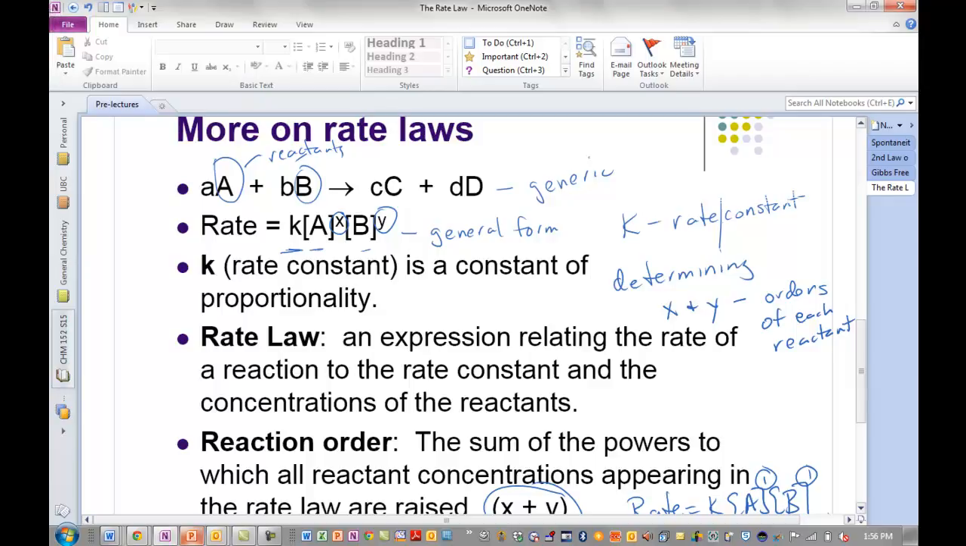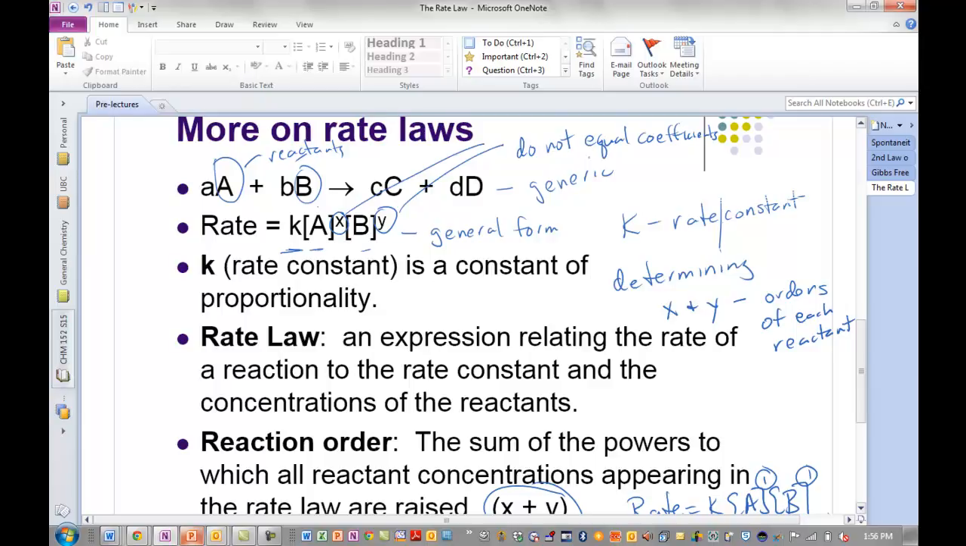Now realize one thing I should point out here. The x and y values do not equal coefficients. Okay, so our coefficients in the balanced equation, on a rare occasion it might work out to be like that, but we don't just get those from the coefficients. We actually have to look at data and solve for those. And that's a pretty difficult calculation. We'll save that for class.